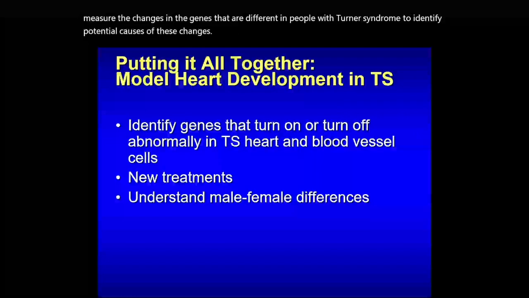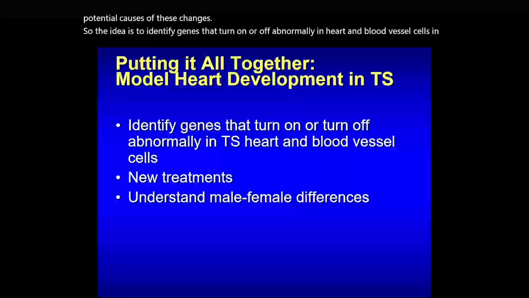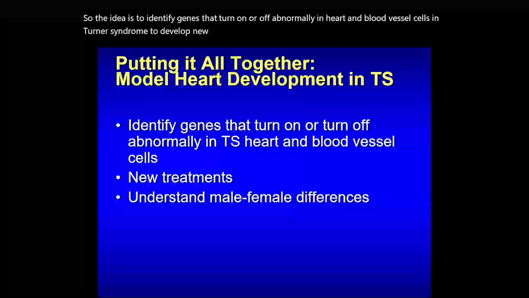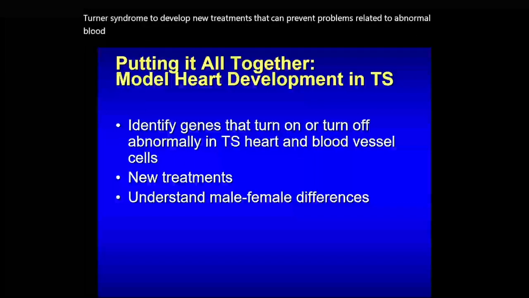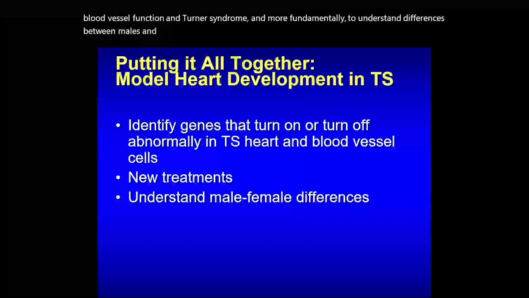So the idea is to identify genes that turn on or off abnormally in heart and blood vessel cells in Turner syndrome, to develop new treatments that can prevent problems related to abnormal blood vessel function in Turner syndrome, and more fundamentally, to understand differences between males and females as it relates to heart and blood vessel problems.